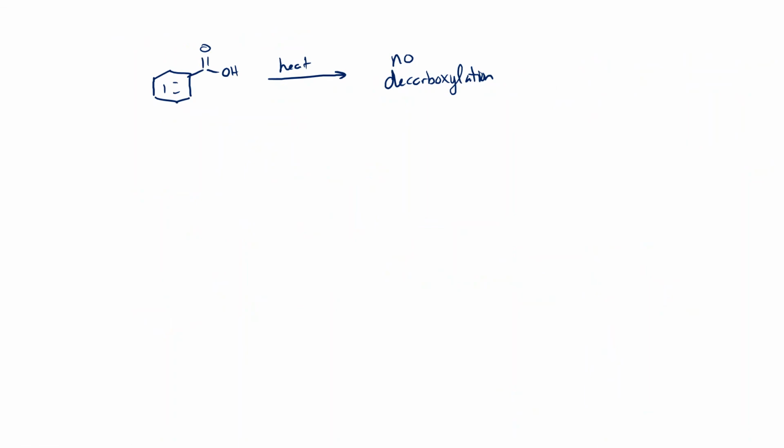If we have a carboxylic acid that's not near a carbonyl like that, this decarboxylation does not occur. So it really is a very specific type of reaction that only occurs under certain circumstances, and those circumstances are the presence of that carbonyl in the beta position.